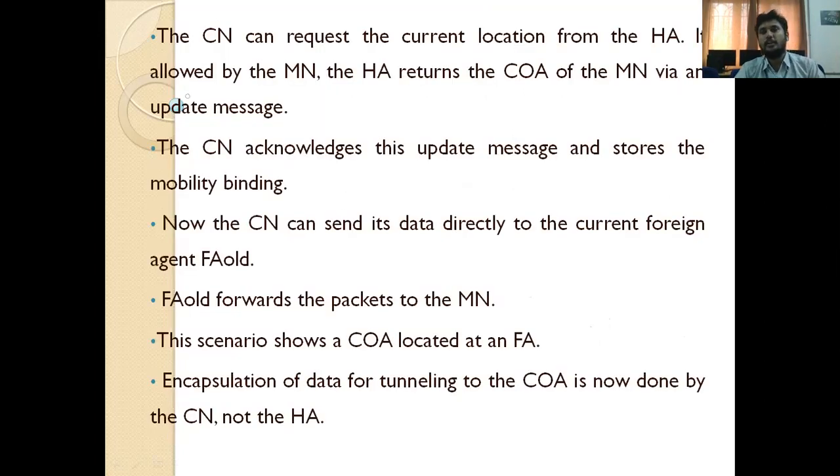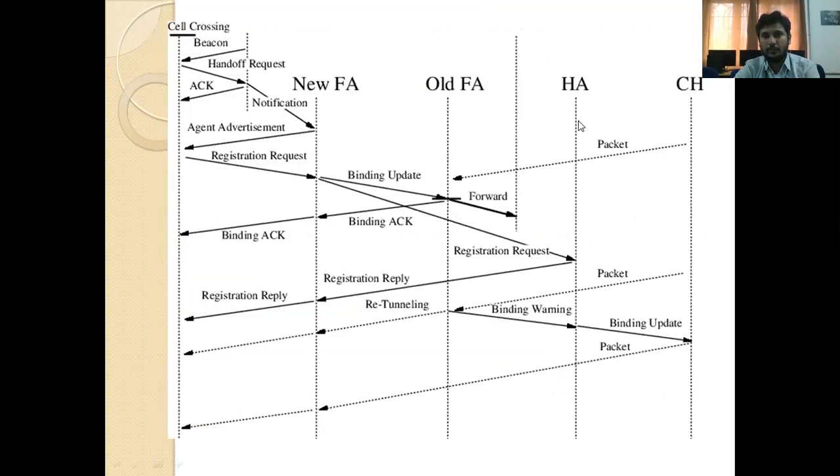The correspondent node can request the current location from the home agent. If allowed by the mobile node, the home agent returns the care of address of the mobile node via an update message. The correspondent node acknowledges this update message and stores the mobility binding. Now the correspondent node can send its data directly to the current foreign agent, that is FA old. Correspondent node sends packet to the FA old.